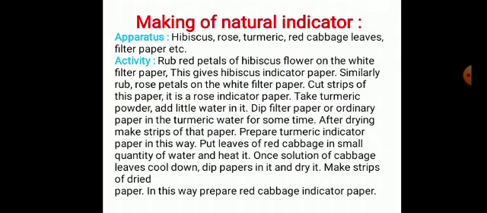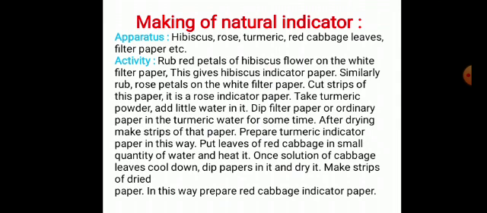You all know that indicators are the substances which change their colors in presence of acid or base. Indicators are of two types: natural or domestic indicators and synthetic indicators. Today we are going to study how the natural indicators are made. This activity you can try at home.